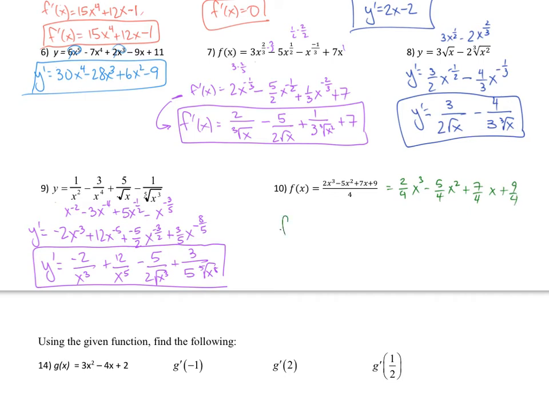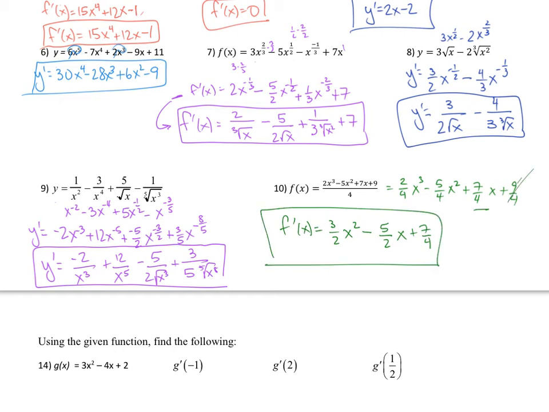Now I'm going to go ahead and take the derivative here, f prime of x. And I'll end up with, this becomes 6/4, which is 3/2 x squared. Over here, this becomes 10/4, which is 5/2, so that's minus 5/2 x, plus 7/4 right here, and then that ends up going to 0. So there is the derivative for this one.